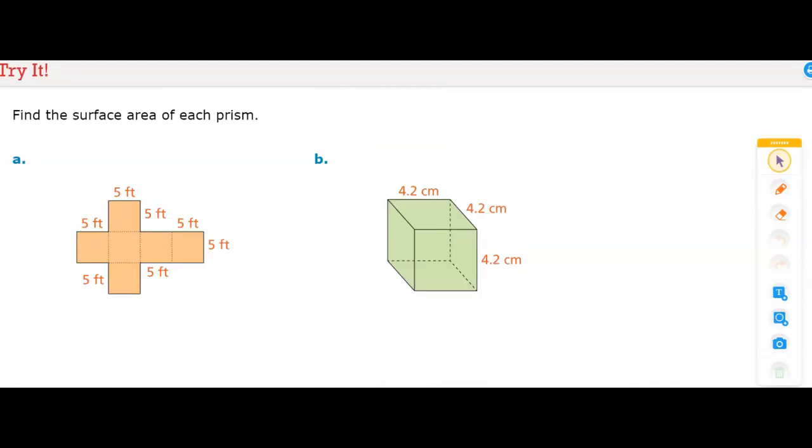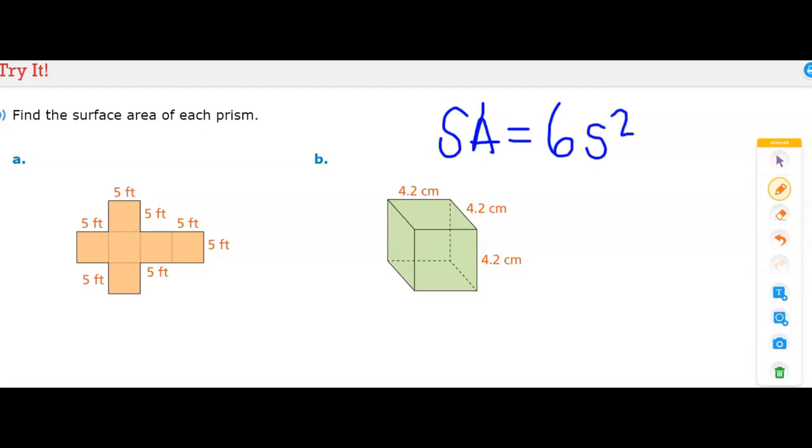Find the surface area of each prism. So according to the example that we were given for a cube, that's what B looks like, right? We have the same measurement for all the sides, so that indicates the faces are squares, which means that it should be a cube. So it did tell us that the formula for the surface area of a cube is 6 times S squared, right?